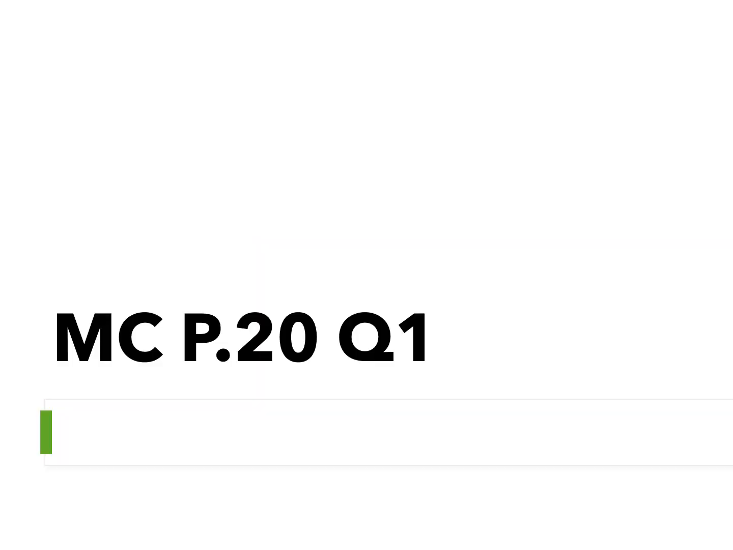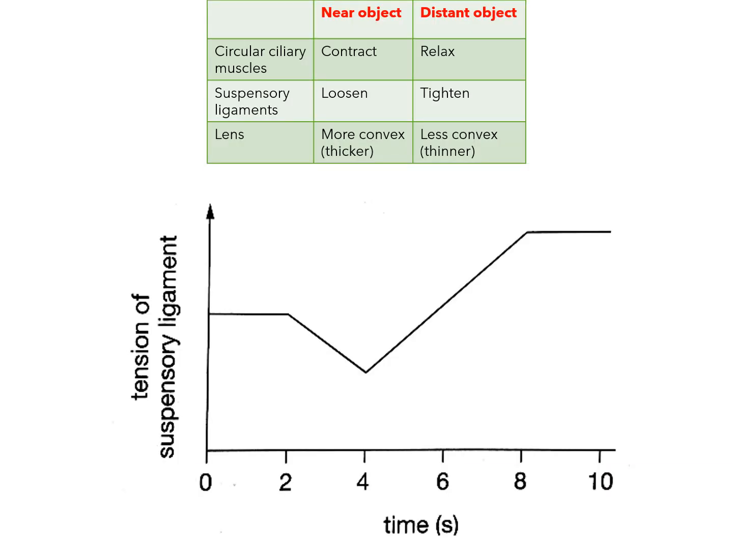Please go to page 20 of your textbook and finish MCQ question 1. The following graph shows you the change in tension of the suspensory ligaments from 0 seconds to 10 seconds. If you can understand this graph, that means you can tell whether the object is moving towards you or away from you.